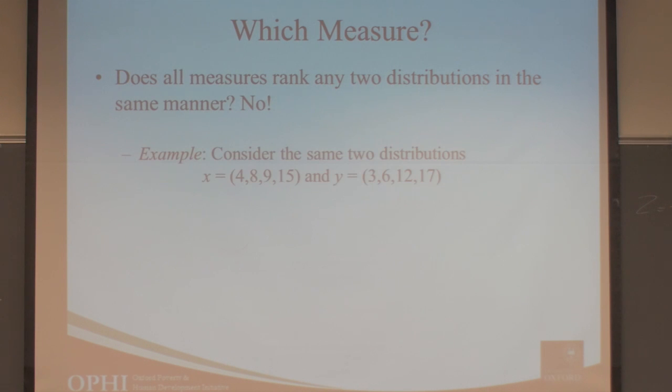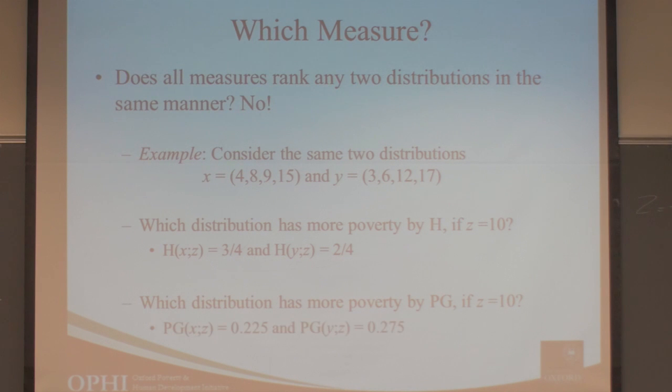Poverty measure. Consider the same 2 distributions as we considered earlier. Which distribution has more poverty by H when Z equals 10? You already said that. Which distribution has more poverty by poverty gap when Z equals 10? Do you get the same answer? Let me do the computation by myself. So again, it flipped. You changed a poverty measure, and your poverty conclusion changed.